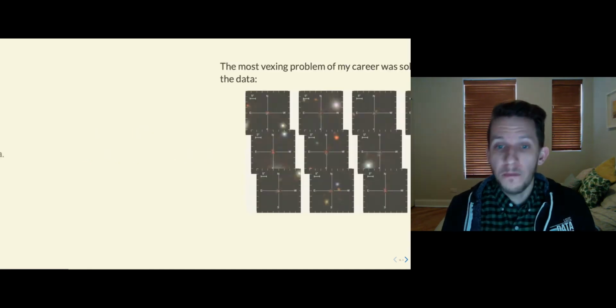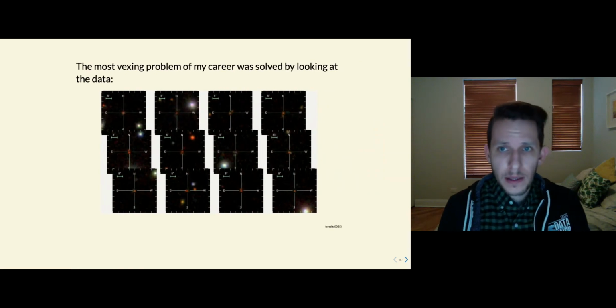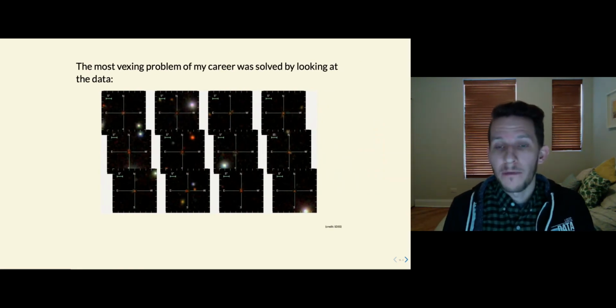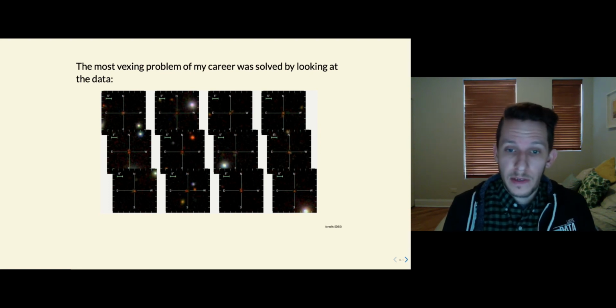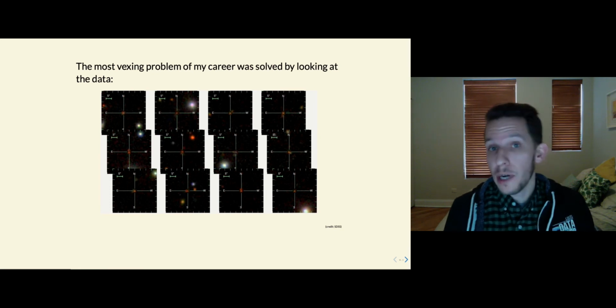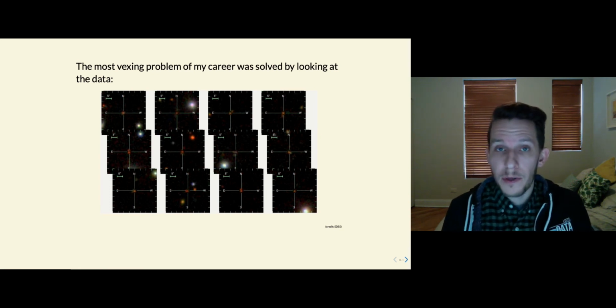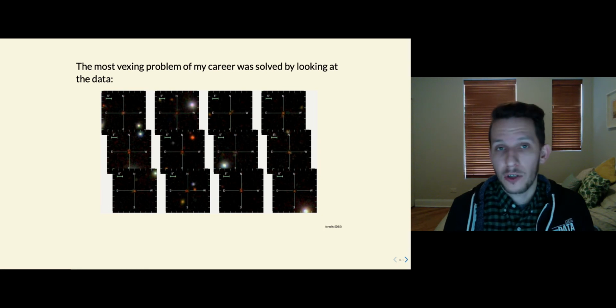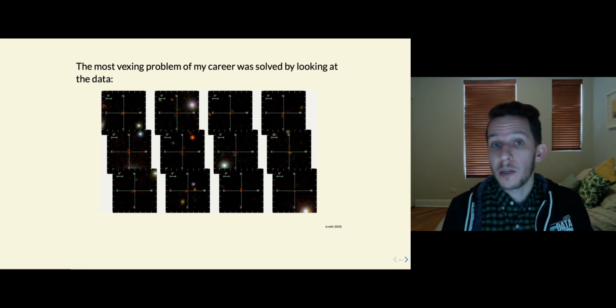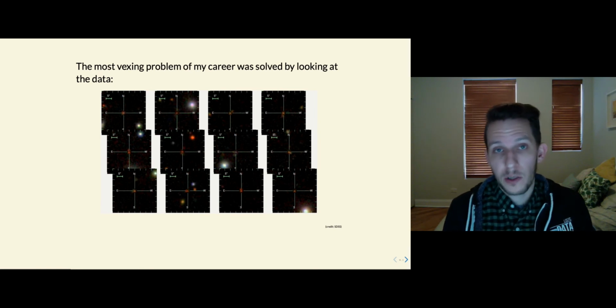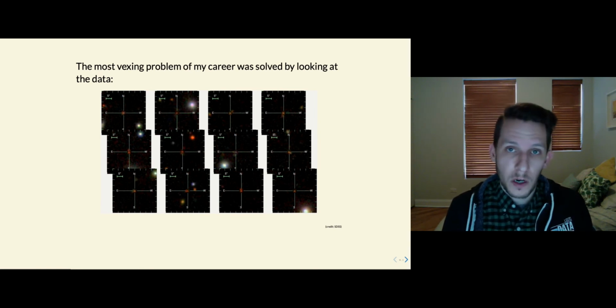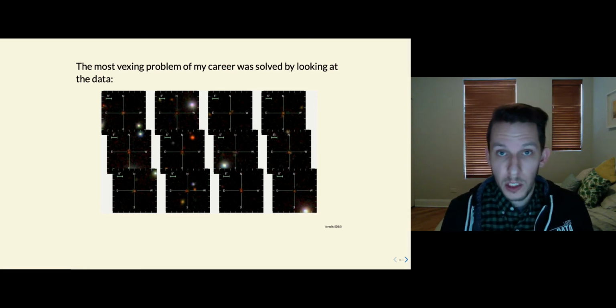And I should add that the most vexing problem of my career was actually solved by looking at the data. So I won't go into this in great detail or for a very long amount of time, but in short, I was trying to build a machine learning model that would identify stars in astronomical images. And I was using spectra from the Sloan Digital Sky Survey, which has literally millions of spectra of galaxies and millions of spectra of stars as a training set. So this is sort of an ideal way to build out such a machine learning model.